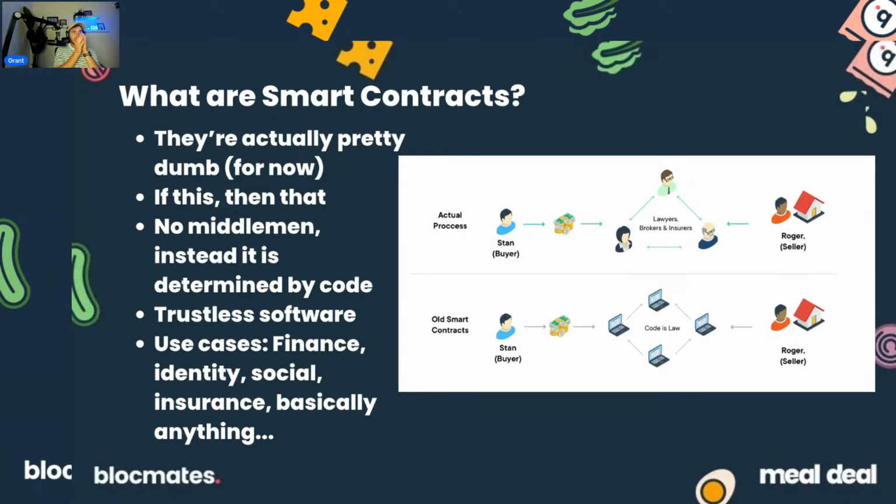So what smart contracts actually allow is a predefined set of principles. If this happens, then do that. So think about this: if Stan puts $1 million into said housing contract, Roger will sell to Stan. That's the most primitive version of how I can explain it. So no middlemen, nobody taking a cut, nobody saying, oh, you need to prove this, you need to prove that. It's just like code is law. If this happens, then do that.